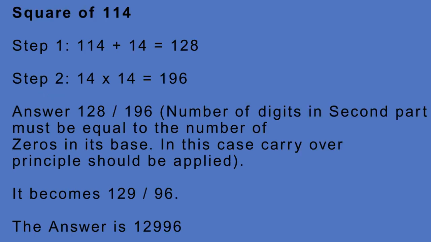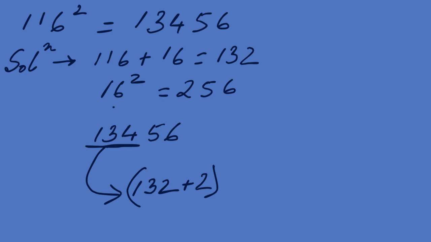Example 2, square of 114. Step 1: 114 plus 14 equals 128. Step 2: 14 times 14 equals 196. Answer is 128196. Number of digits in second part must be equal to the number of zeros in its base. In this case, carry-over principle should be applied. It becomes 12996. The answer is 12,996.